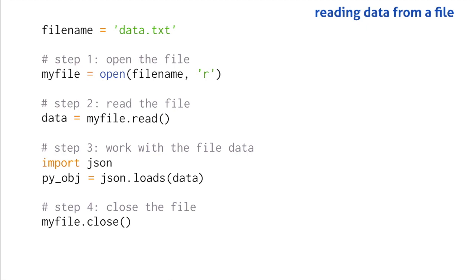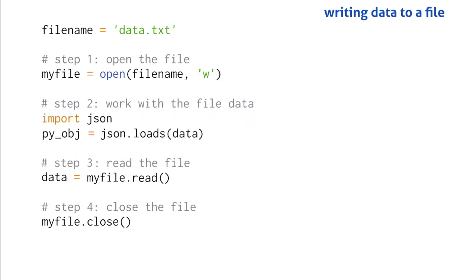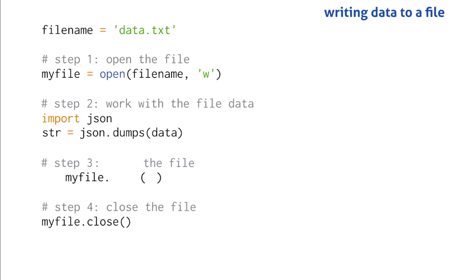If we wanted to write instead of read, then first we would change the second argument of open to a "w" for write. We would swap steps 2 and 3. And if we're working with JSON data, then instead of loading a JSON formatted string, we would want to dump a JSON formatted string. And then instead of reading the data, we would want to write out the JSON formatted string.